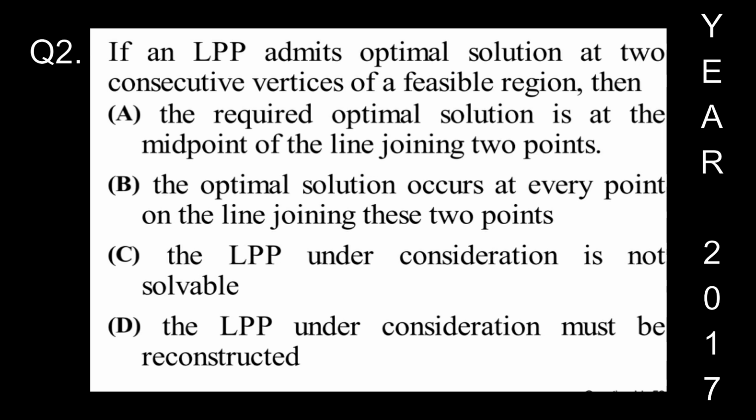Here the second question: if an LPP admits an optimal solution at two consecutive vertices of a feasible region, then. So here option A, the required optimal solution is at the midpoint of the line joining these 2 points. Actually it is wrong, it is not only one point. So option A is wrong. Now option B, the optimal solution occurs at every point on the line joining these 2 points. It is 100% correct, at every point the optimal solution occurs. So option B is the correct answer.